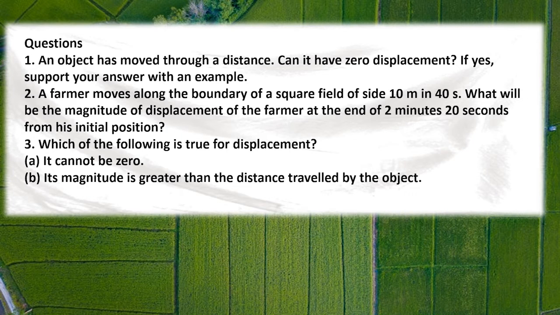At this point, the farmer is at point B from the origin O. The displacement according to Pythagoras theorem is the square root of 10 square plus 10 square, equal to root 200. Square root of 200 would be 14.14 meters. Answer 3. The statement A stands true for displacement since if an object starts the journey from a particular point and ends its journey at the same point, the initial and the final position coincide and hence the displacement is zero.